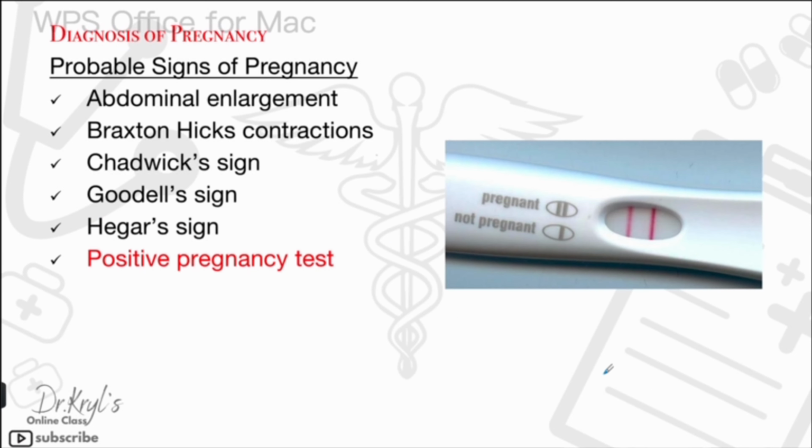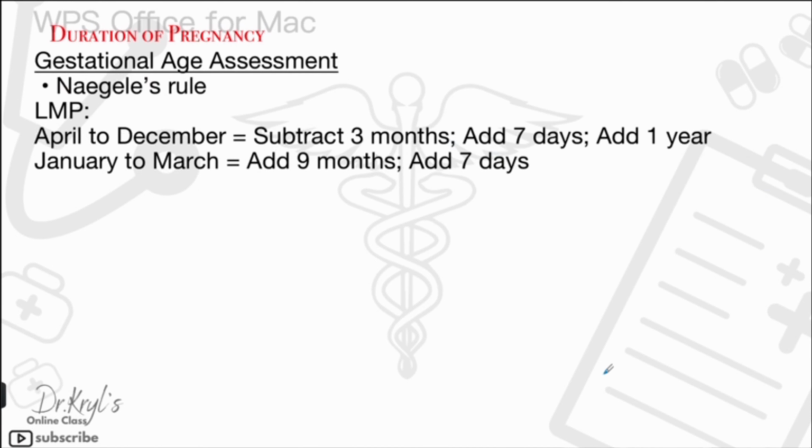Okay, so here in the positive pregnancy test, it can be through urine or through serum. Okay, so we are done with the probable signs of pregnancy.